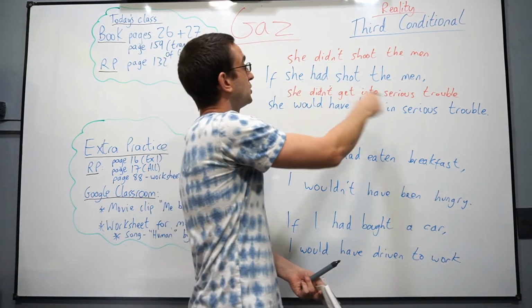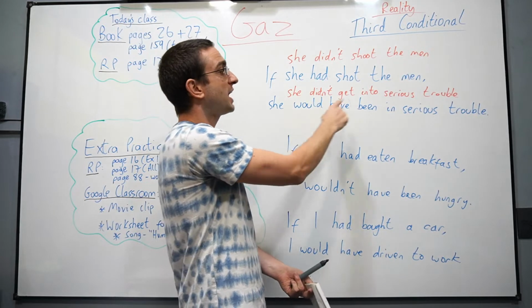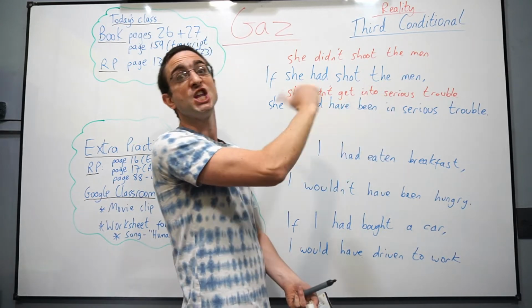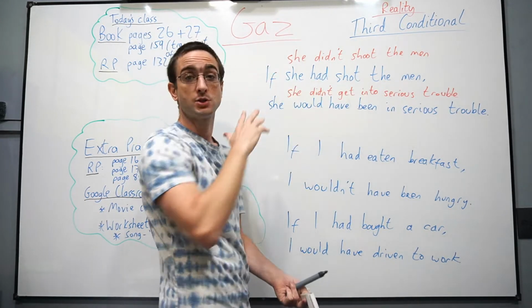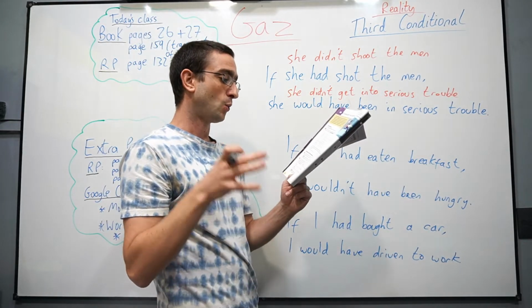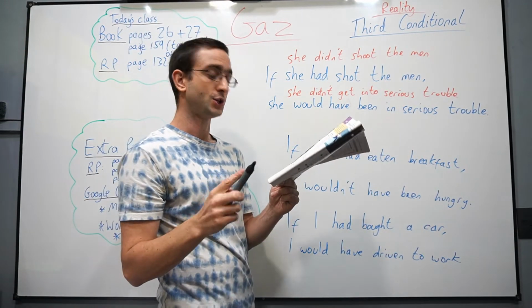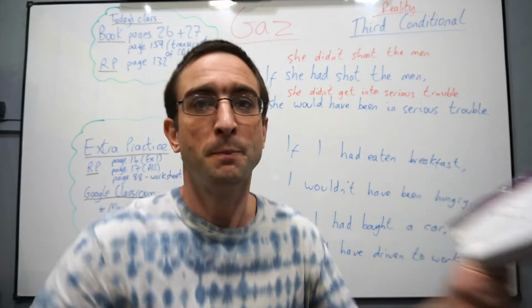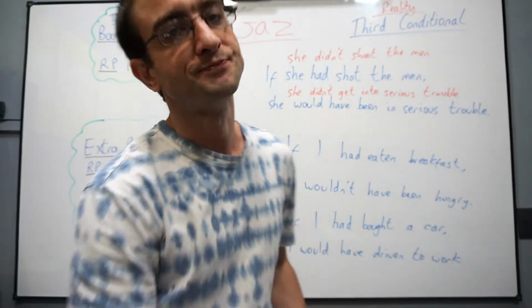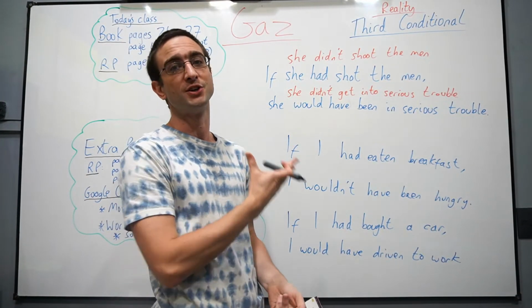So, this whole situation, if she had shot the men in the past, she would have been in serious trouble in the past. This is all in the past. So, I think you can complete it now. It says, we use the third conditional to talk about imaginary situations in the past. Woo! So, that gives you a basic explanation of the function of third conditional.